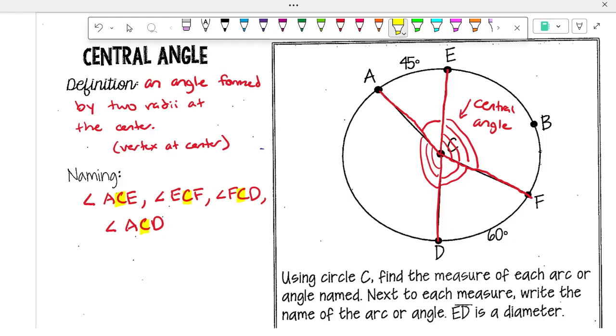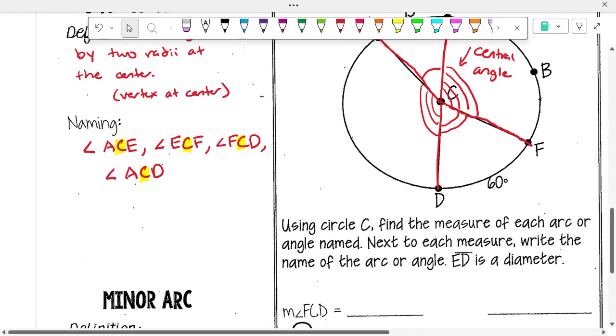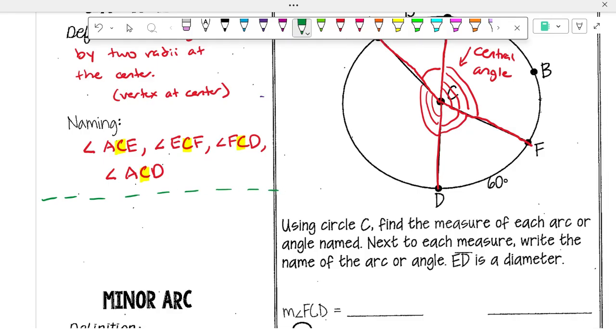Now, that's a central angle. Something to note when it comes to a central angle is that the measure of a central angle is congruent to the measure of what we call its intercepted arc.